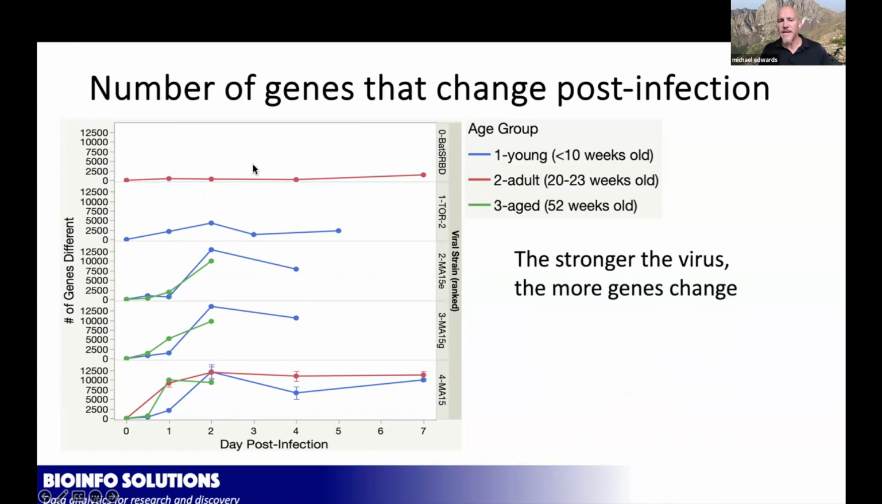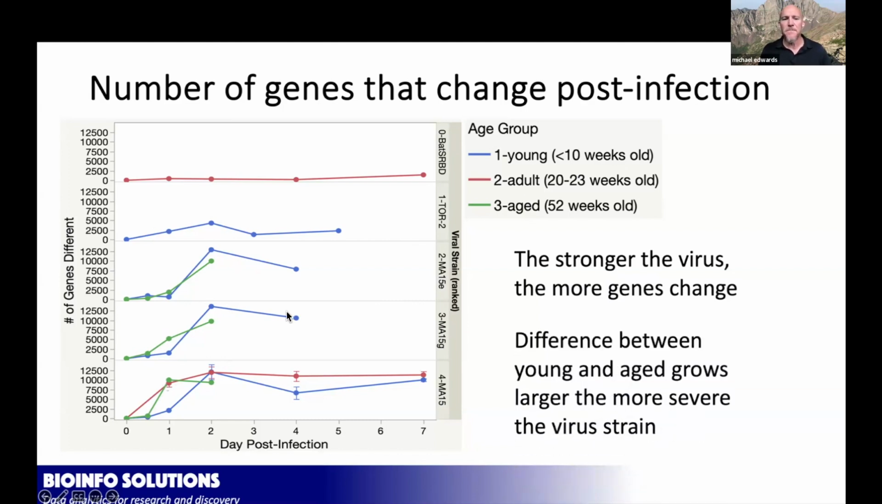Here we have this negative control, which doesn't really affect the cells. We're not getting much change in gene expression compared to controls, but as we get more severe, you can tell the number of genes goes up. Not only that, but it starts going up earlier, at least in the adult and aged, which brings me to this: as you get more severe viruses, you see increased gene expression.